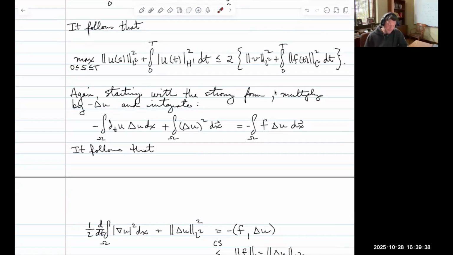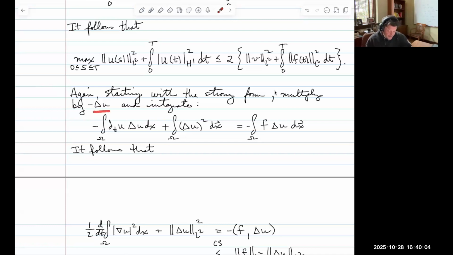Now, let's prove the second set of estimates. Again, we're going to start with the strong form, but this time we're going to multiply through by minus Laplacian u. So make sure you understand, we're just using the form of the equations. We're not using any sophisticated PDE theory or anything like that. It's simply the form of the equations that is going to tell us what to do.